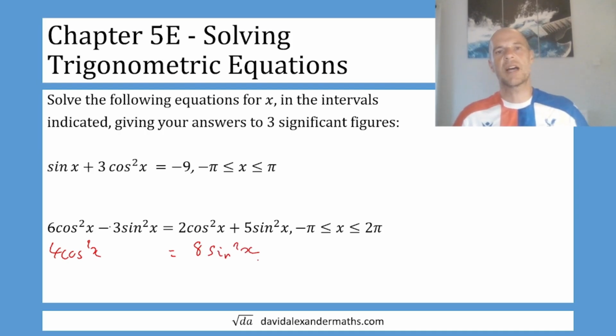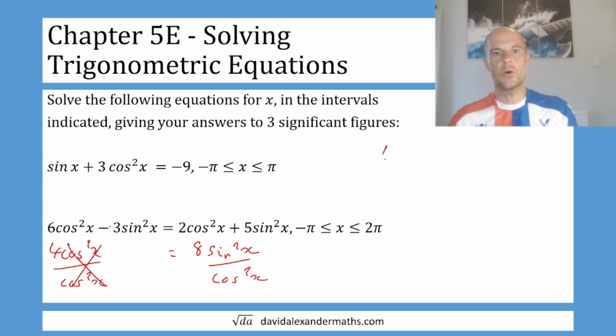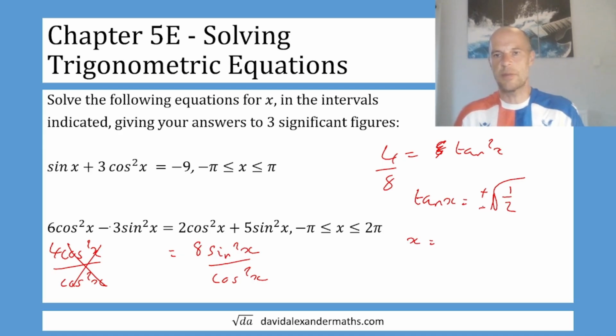Now I hope you remember from back in year 12, whenever you've got equations with cos and sine, if you divide through by cos, you can turn things into tan. Now we can do a similar thing here, except we're going to divide both sides by cos squared x. So what we'll end up with is 4 equals 8 tan squared x. So therefore 4 over 8 equals tan squared x. So therefore the tan of x is going to be the positive or the negative root of 4 over 8, or 1 over 2. Okay, so let's go with the positive root.